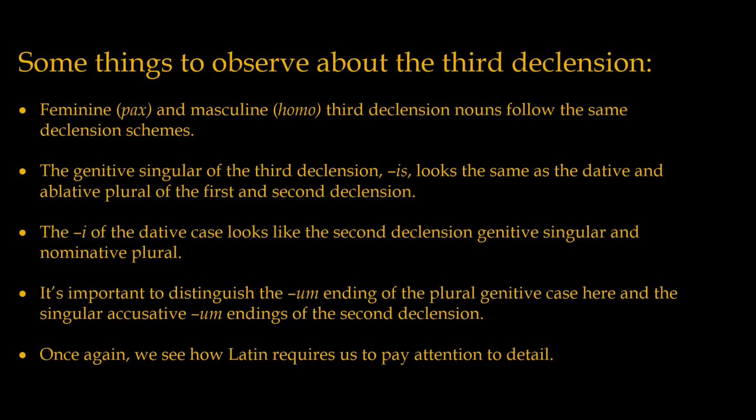The -i of the dative case looks like the second declension genitive singular or the nominative plural. Same point I just made. Just figuring out what kind of noun am I looking at? What is the declension I'm looking at? What is the case I'm looking at? It's important to distinguish the ending of the plural genitive here and the singular accusative endings of the second declension. Same basic point, okay? So things can get complicated.